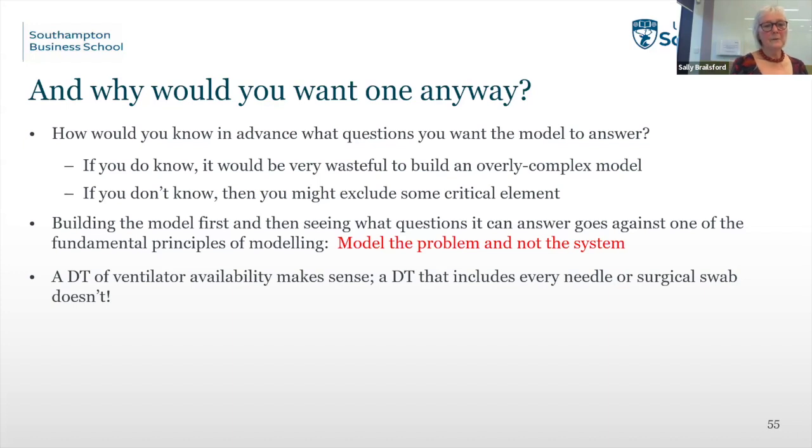So as far as I'm concerned, it just goes against this basic principle of look at the problem first and then think, what do I need to put in the model to answer that problem? So as I say, I think if you have specific things, then it makes really good sense to have a live model. But if you go down to the sort of detail of individual bits of medical equipment, then, you know, absolutely not.